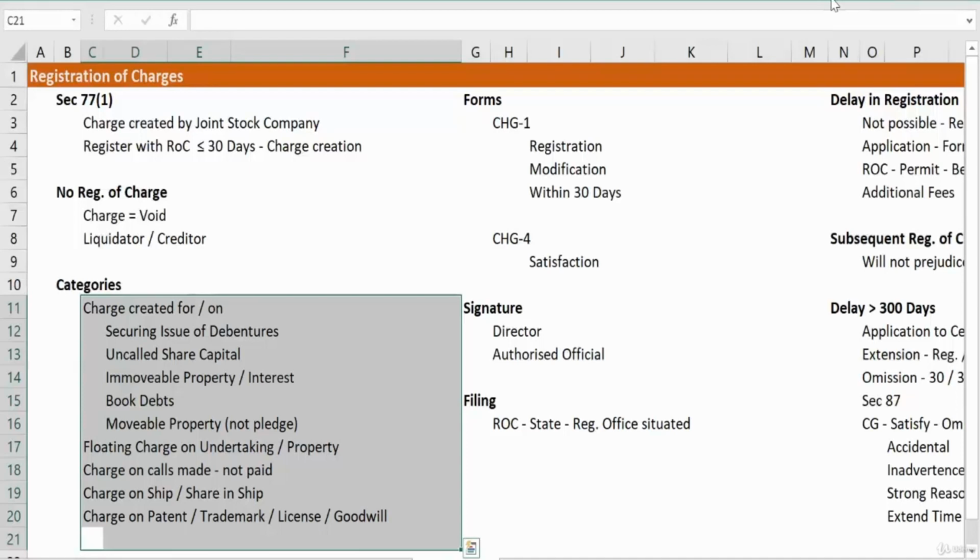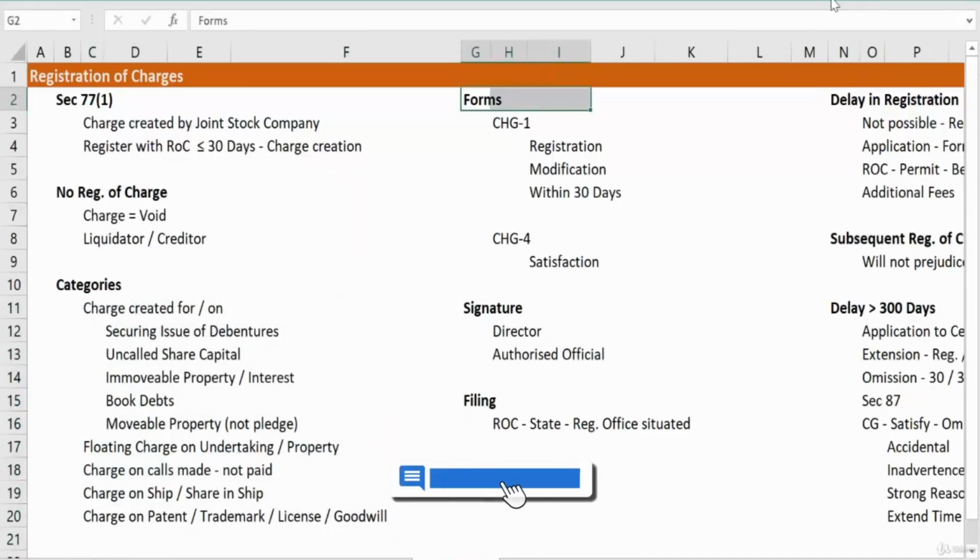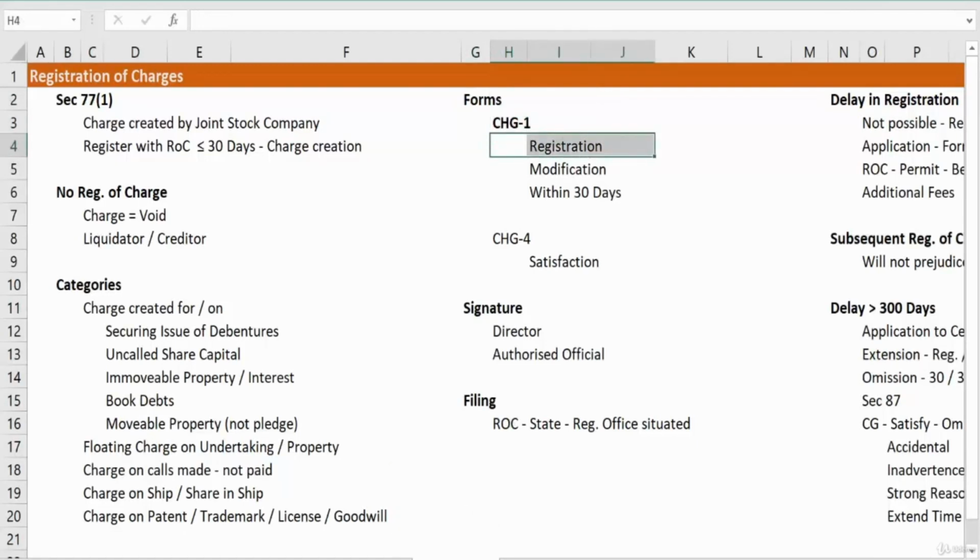What are the forms we have to use? Let's see. Form number CHG1. This is the form which we will use for registering a charge as well as modifying a charge. So the company should ensure the charge is registered within the stipulated period, that is 30 days. This is for creation of a charge. Then for satisfying a charge, we will be using form CHG4. Both these forms, CHG1 and CHG4, should be signed by a director or by any authorized official of the company.